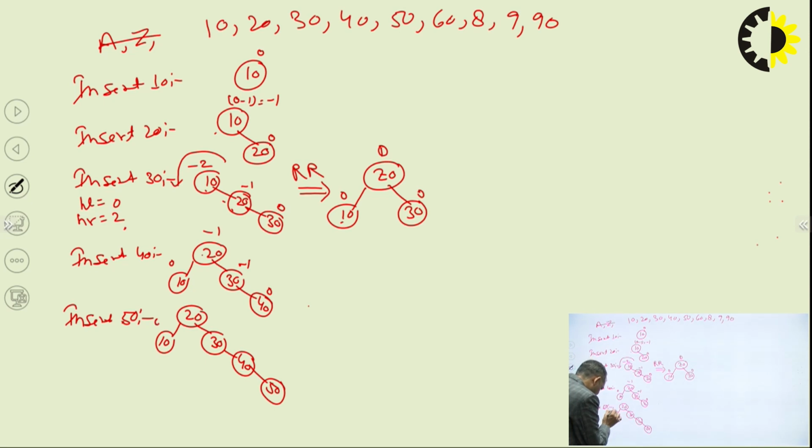Balance factor of 10 is 0. Now balance factor of 50, that is 0. Balance factor of 40: left height 0, right height 1, that is minus 1. Balance factor of 30: left height 0, right height 2, so balance factor is minus 2. What is the balance factor of 20? Heights 1, 2 and 3, so balance factor of 20 is minus 2. Here we have two nodes whose balance factor is minus 2.